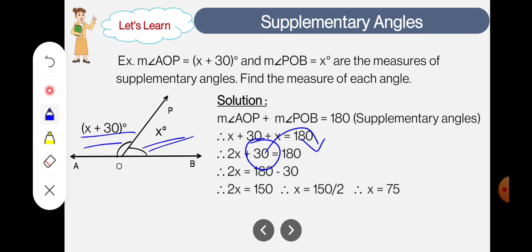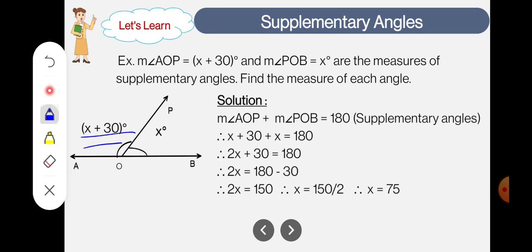So 2x is equal to 180 minus 30, 2x is equal to 150, and now whatever number is there with the variable, it will go to the denominator. So we will get x is equal to 150 upon 2 and x is equal to 75. But our sum is not yet over. We have just got the value for x.